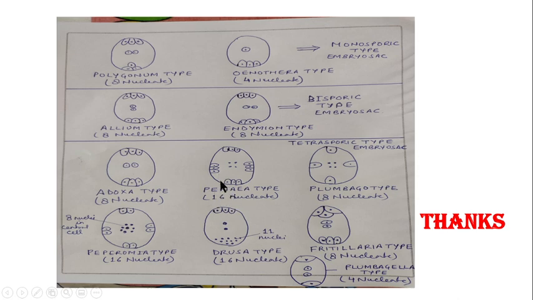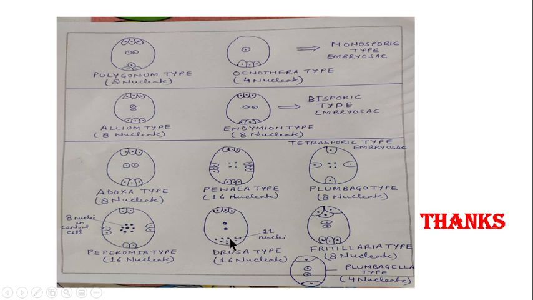In the Penaea type, it is 16 nucleate, look 3 here, 3 here, 3 here, 3 here and 4 over here. In Plumbago type, it is 8 nucleate, 1, 2, 3, 4 and 4 in the center. In Peperomia type, it is 16 nucleate, 2, 2, 2, 2 and 8 in the central cell. In Drusa type, it is 16 nucleate, 3 over here, 2 in the center and 11 over this side.